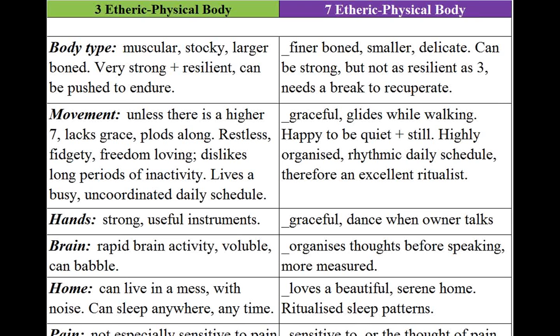But on the one hand we have a body type that's really muscular, stocky, large boned. On the other side, fine bone, smaller, delicate, and in movement, the ray 3, unless there is a higher 7 graceful ray somewhere, I've noted that they really do plod around. They have no concern for how they present themselves very often. I mean, they're neat and tidy in that, whereas ray 7s are often preening and take a lot of care with their appearance and how people perceive them, ray 3s don't usually give a fig about that.